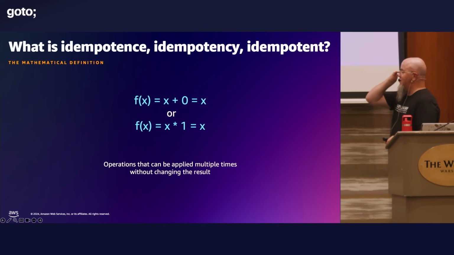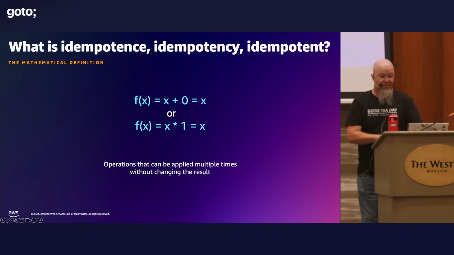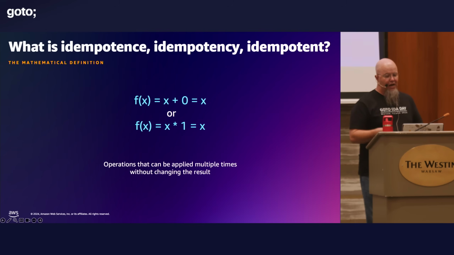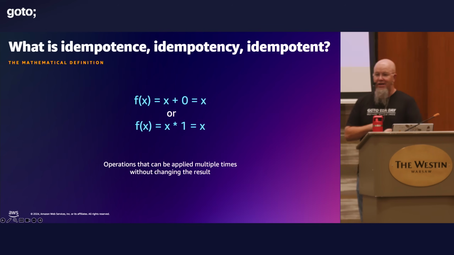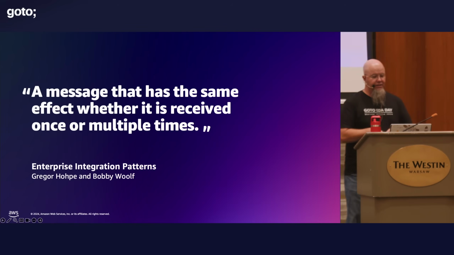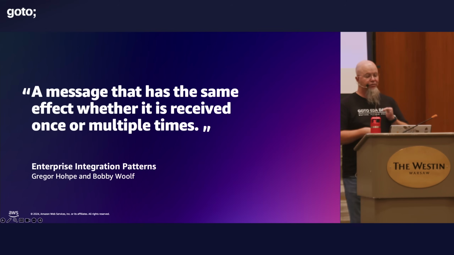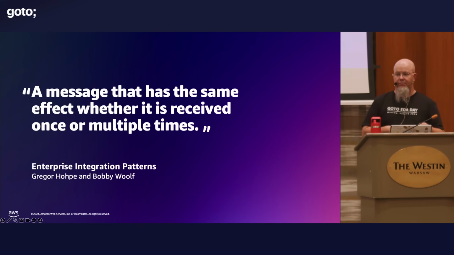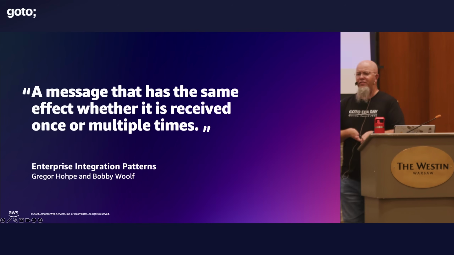Idempotency, I'm going to give you several definitions. The first is the mathematical one. The idea here is operations that can be applied multiple times without changing the results, right? So you get the same result every time. Here's a different one, again from Gregor Hohpe and Bobby Woolf: a message that has the same effect whether it is received once or multiple times. But this is just English instead of math. These are real, but let me give you the one that hits home.